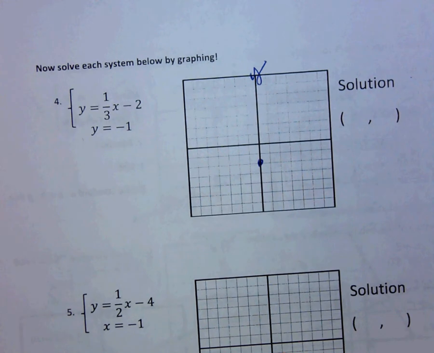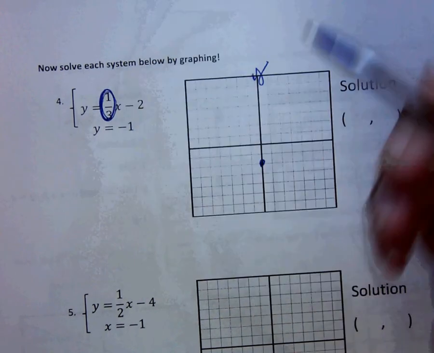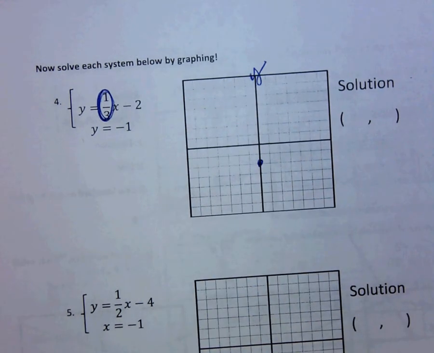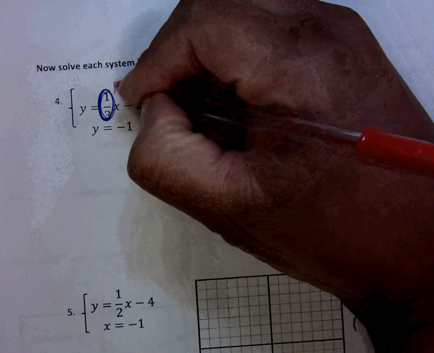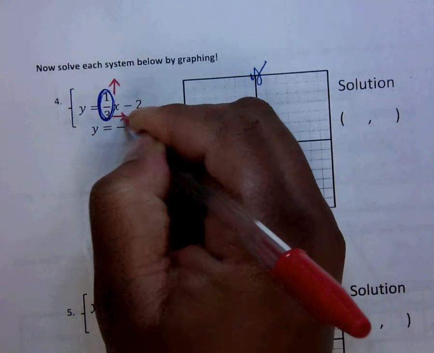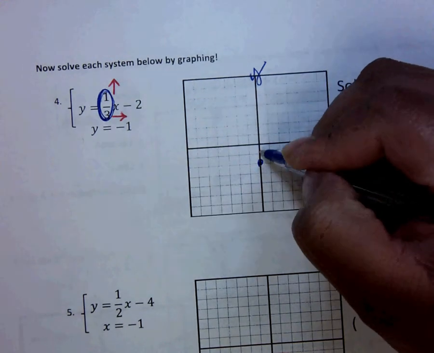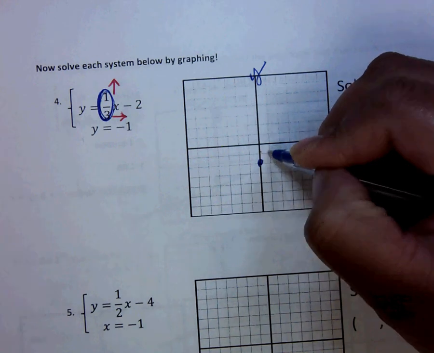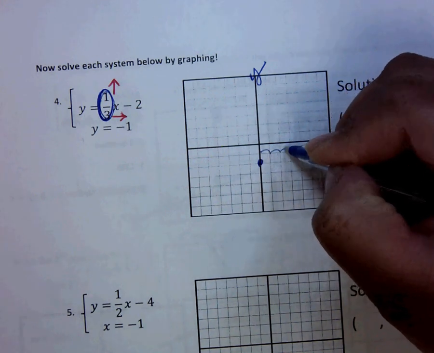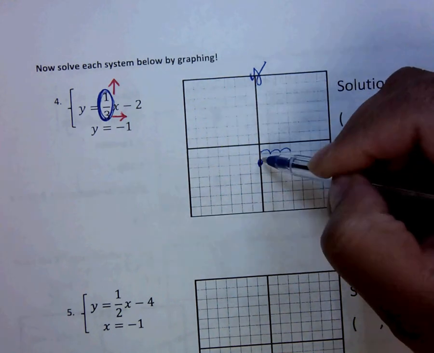Now, what do we need to do? Good job. Plot the slope. Now, the slope is 1 over 3. So, we are going to go up how many? 1. And right how many? 3. They're both positive. So, let's do that. Up 1 and right 3. Let me make sure before I mark my point.